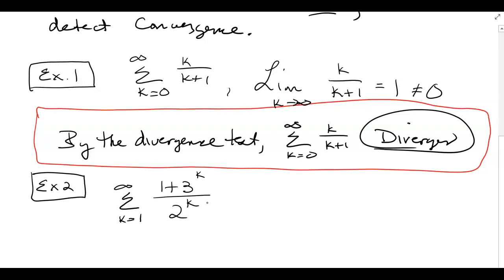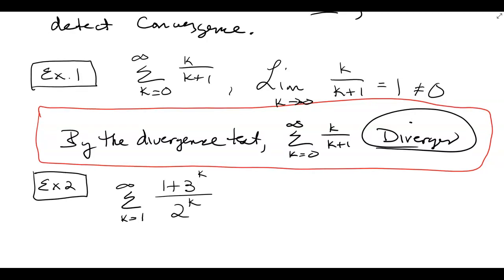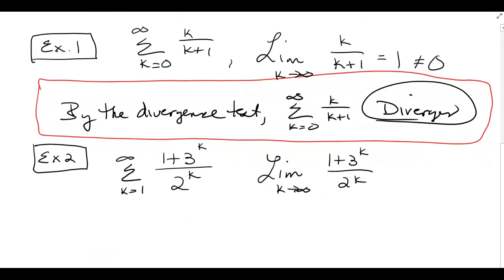All right. So again, you're faced with this problem. You need to determine whether it converges or diverges. So the first thing you can try is your divergence test. So we take the limit again as k goes to infinity of (1 + 3^k) over 2^k. All right, well, if you plug in k, you're going to get infinity over infinity. That's not going to help us. There's different things you can try.